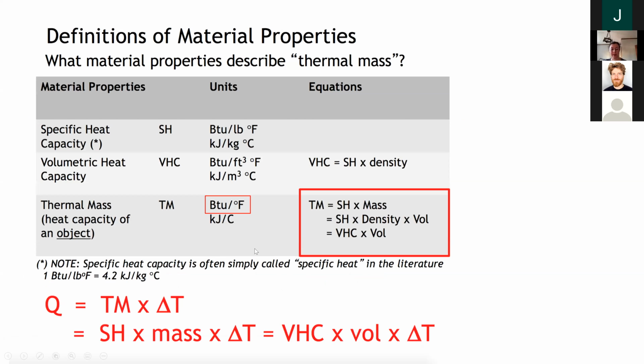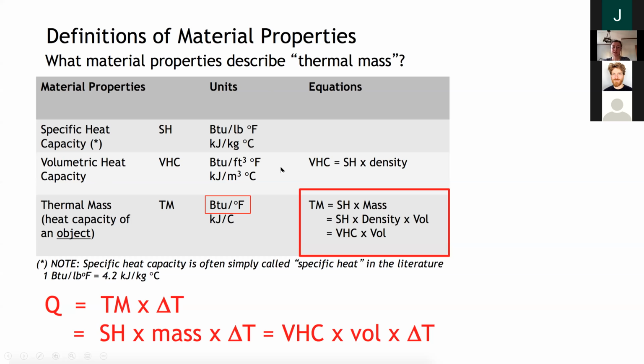In order to calculate thermal mass, we need to know a few material properties about the material we're looking at. You can either use specific heat capacity or volumetric heat capacity to find thermal mass, and which one you choose depends on whether you know the mass or the volume of the material. If you know the mass, you want to use specific heat capacity, because that's in BTU per pound degree Fahrenheit or kilojoule per kilogram degree Celsius. So it's per a certain amount of mass, and you can combine that with how much mass you have to find the thermal mass. Whereas if you know the volume, you would use the volumetric heat capacity, which is per cubic foot or per cubic meter. So that's per the amount of volume of the material.